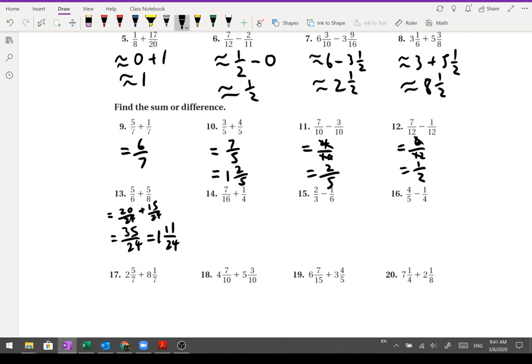Then for the next one, 7 over 16 plus, I need to multiply top and bottom by 4. That's 4 over 16. That's going to be 11 out of 16. Then for the next one, we have 2 over 3 times 2 over 2 to have the denominator of 6. 2 times 2 is 4 over 6 minus 1/6 is equal to 3 over 6. And then that is the same as half after we simplify it.